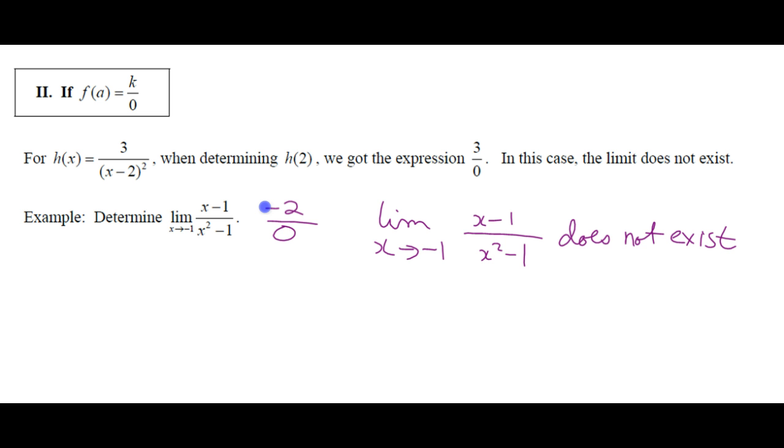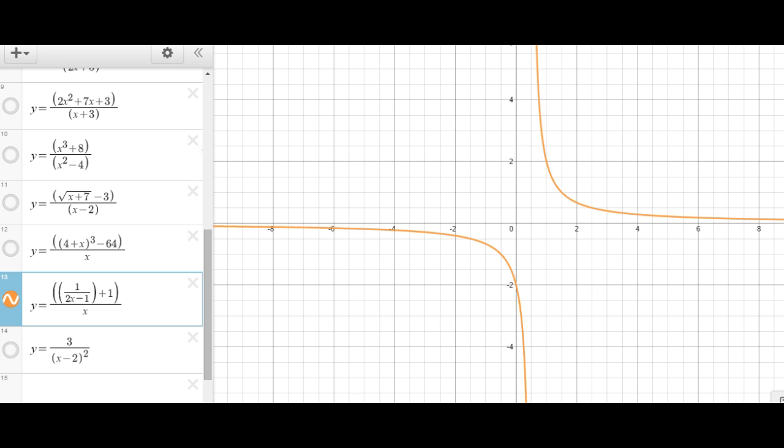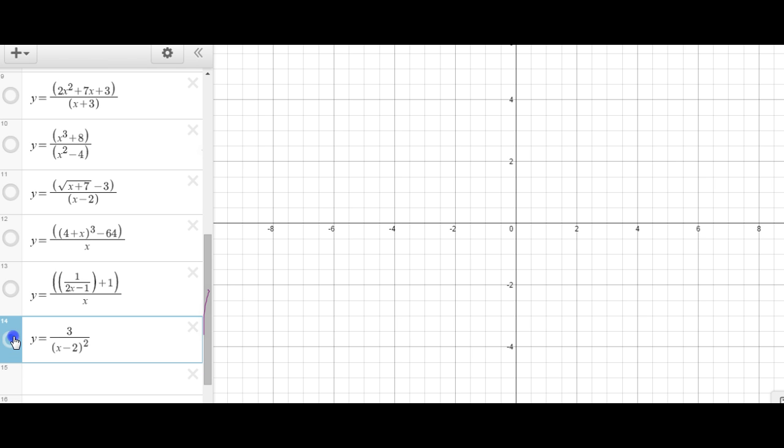So what do we expect to see? I didn't put that one in there. I put that one in there. Something like that, right?